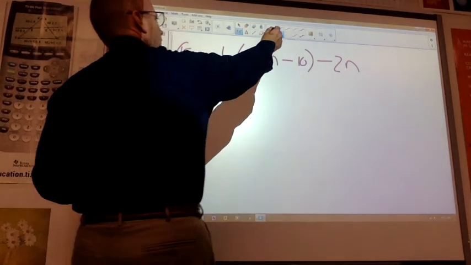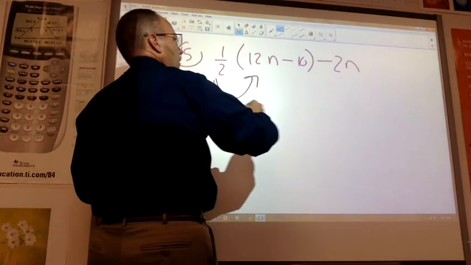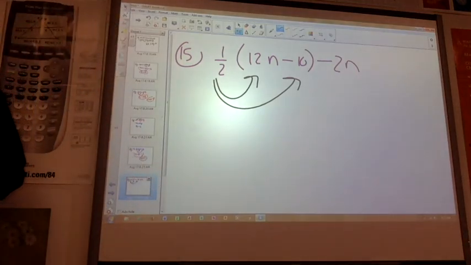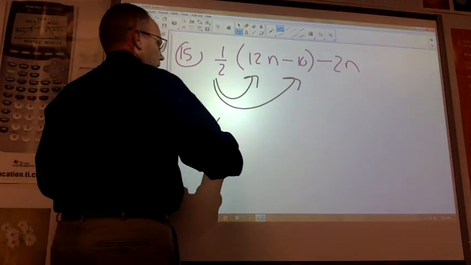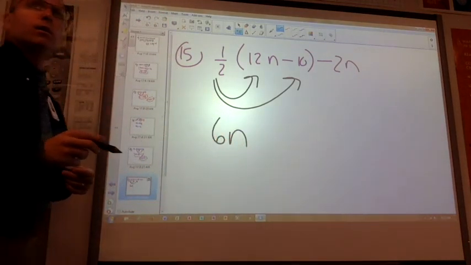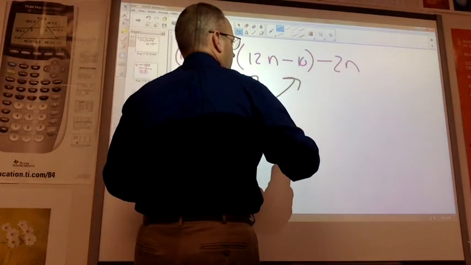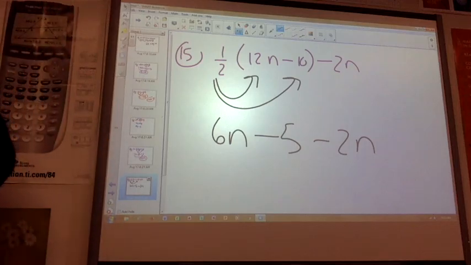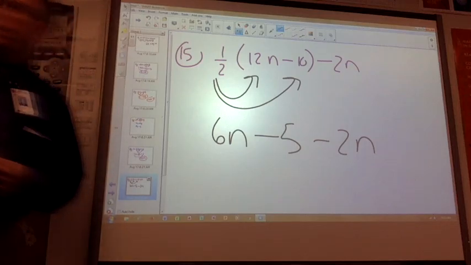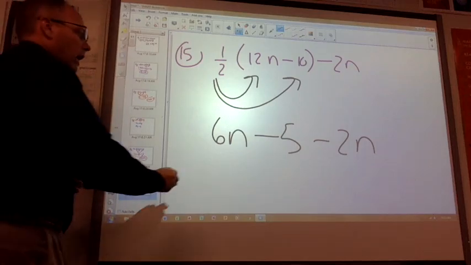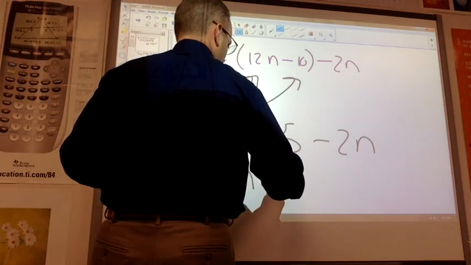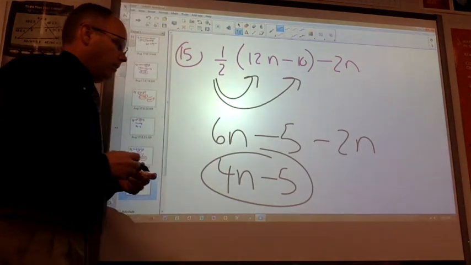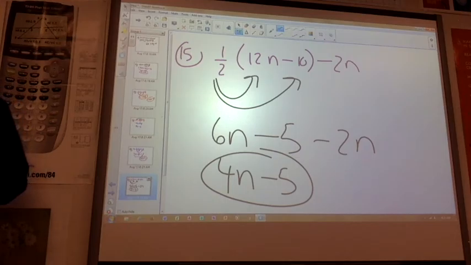So I'm going to distribute half over the parentheses, so half goes here and half goes here. What is half of 12n? 6n. What is half of 10? 5, and it becomes a negative, right? And then minus 2n. What are my like terms up there? 6n and negative 2n. If I combine 6n and negative 2n together, I get 4n minus 5. Done. Good? Everyone feel comfortable?